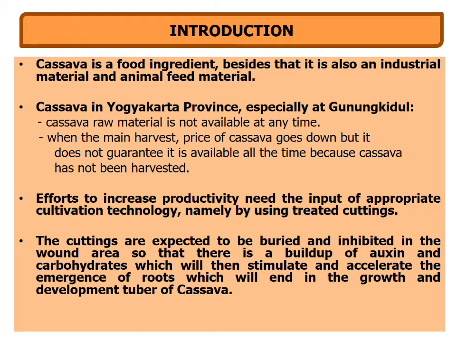In an effort to increase the production and the productivity of cassava, it is necessary to input the right cultivation technology so that it can increase the yield of cassava cultivation. The low productivity is caused by the uneven application of appropriate cultivation technology. A possible technology to be introduced in order to increase yield is using straight stem cutting.